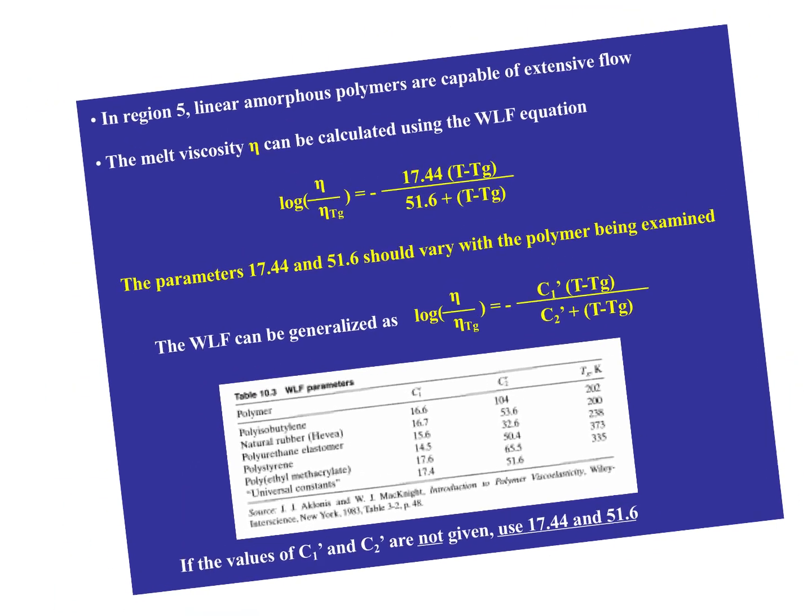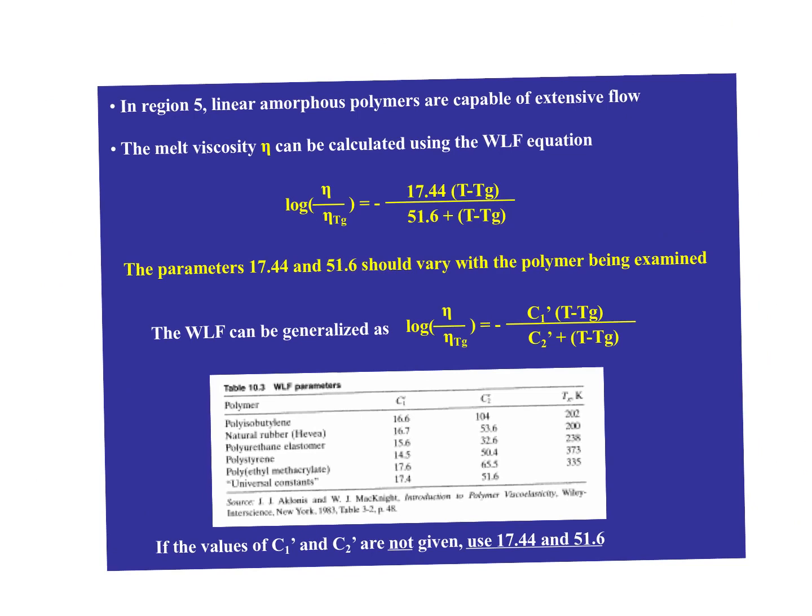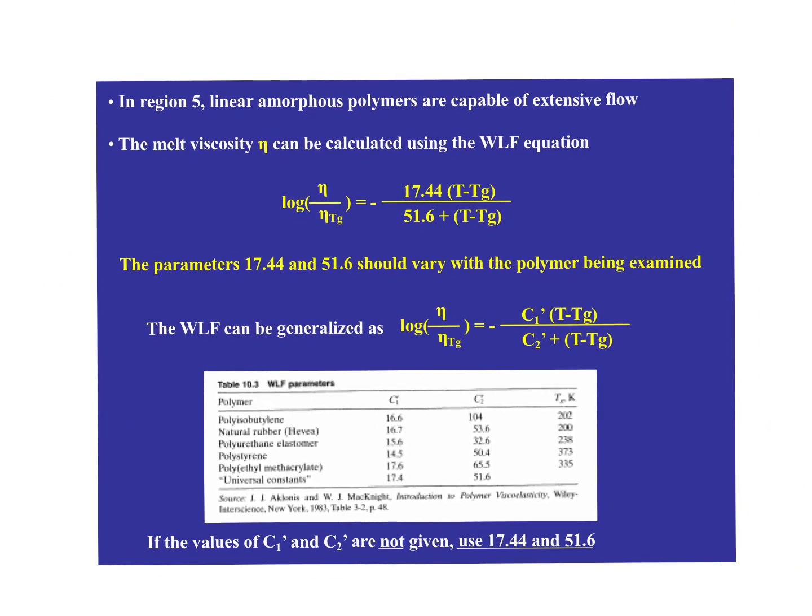All right, so in region 5, linear amorphous polymers are capable of what's called extensive flow. We'll talk about what that means in a second, but that's where the polymer chains get stretched out during the flow process, and that's where a lot of these viscosity relationships become applicable. In this context, the melt viscosity eta can be calculated using the WLF equation, again, this relationship that we've talked about previously.